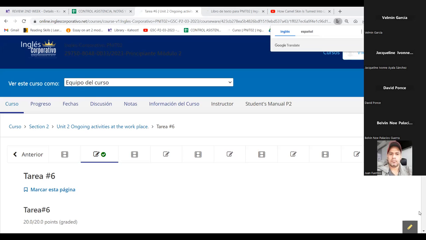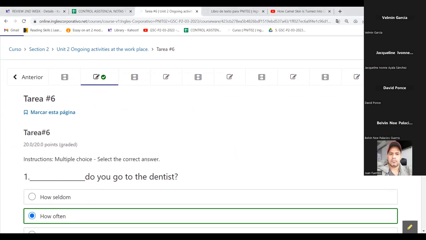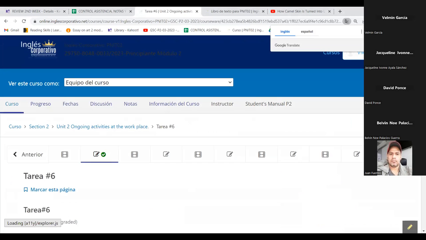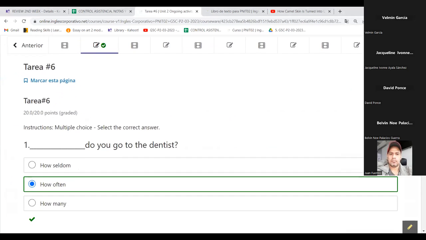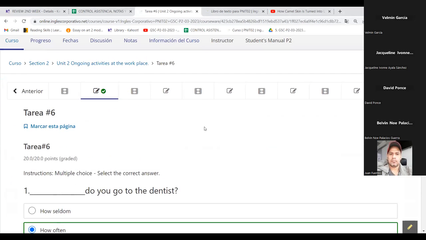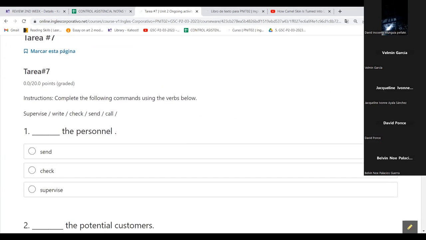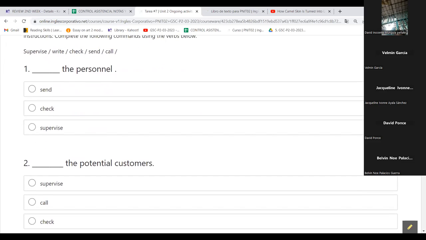Gracias por informar. Ok, so, esta semana estamos en la semana 2, right? We're talking section 2. Si se van acá a la plataforma, sección 2, y acá lo tenemos, right? Unit 2, ongoing activities at the workplace. Y ahí las tenemos, ya habíamos hecho la del día 1. Acá tenemos la del día 2, que sería la del día martes de esta semana, right? Así que los vamos a ir completando nosotros acá.